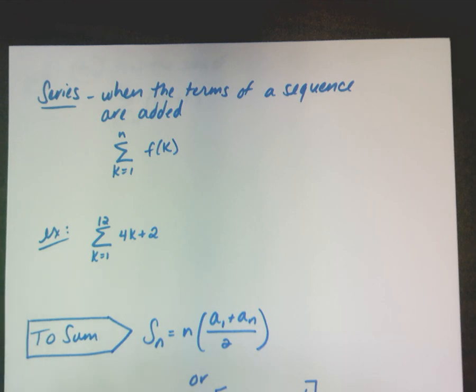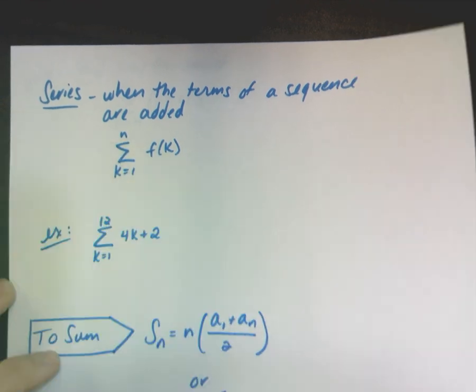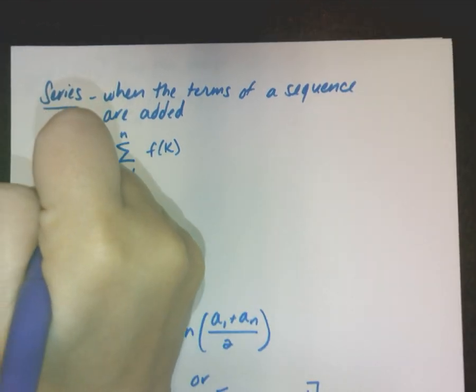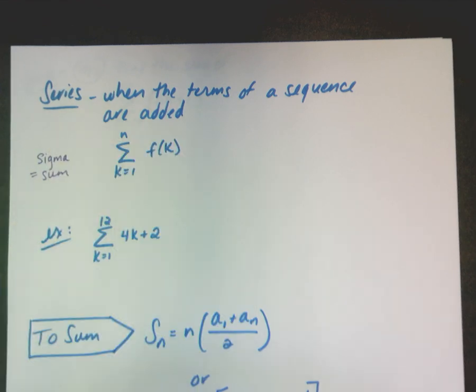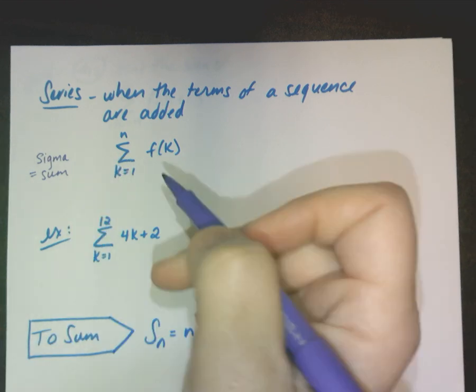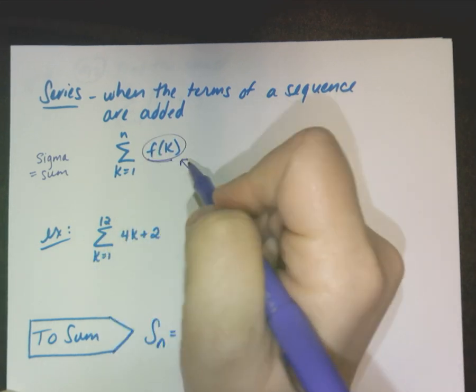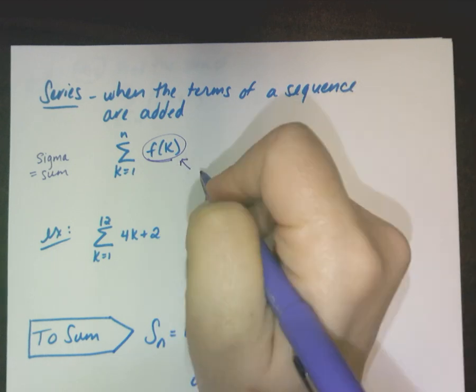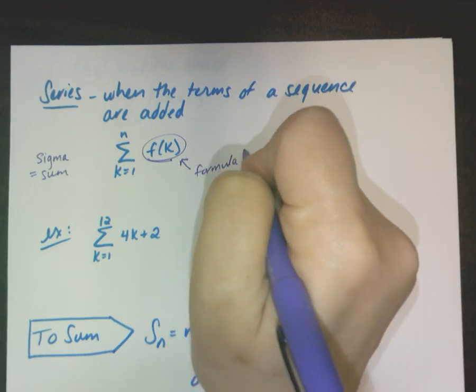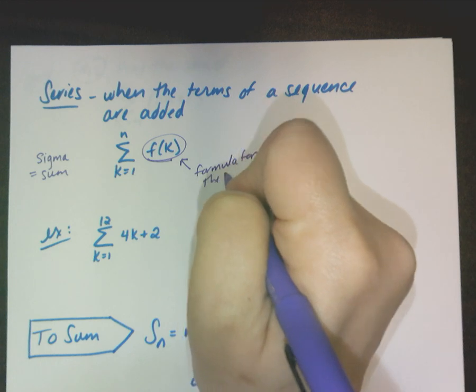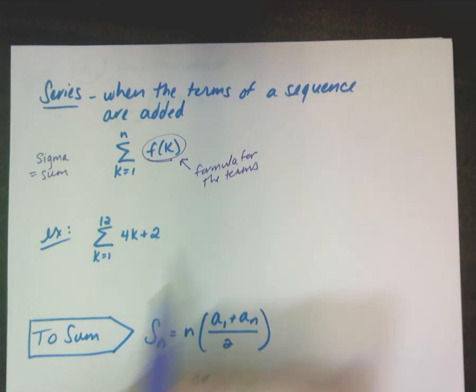So let me explain what this notation is. This is sigma, Mr. Good Old Sigma, and sigma means sum. Okay, it's not some kind of sorority, fraternity, or whatever. It means sum in mathematics. So when you see that, you're summing something, you're adding things together. You're adding particularly some kind of function right here. This is a function representing k. This is a formula for the terms in your sequence, okay?